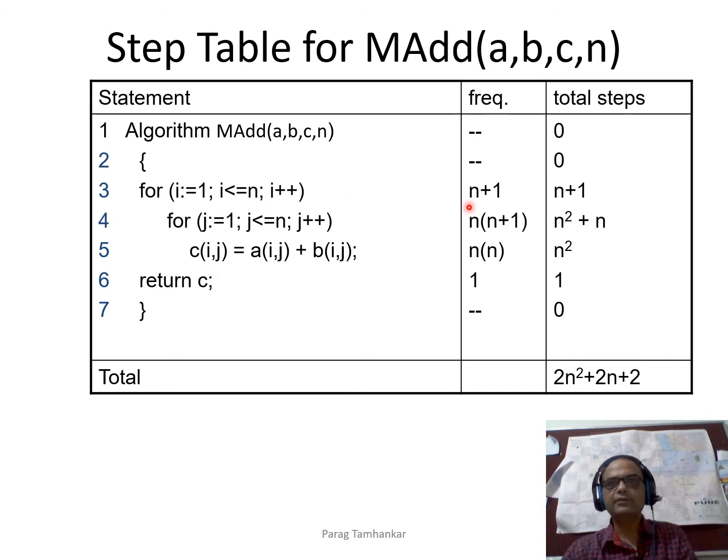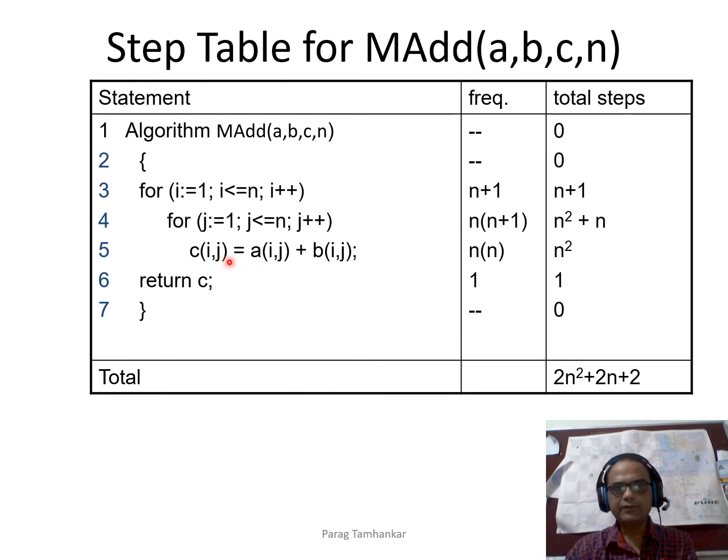So what would be the frequencies? As we know that the charge assigned for every statement is 1, there is no point in multiplying by 1 or showing the charge. Charge would always be 1. We are only interested in frequency. The outer for loop will execute n plus 1 times, as explained in the previous slide. Then the inner for loop will iterate n into n plus 1 times: n times when the outer for loop was true, and n plus 1 times every time this inner for loop executes. So that happens to be n square plus n.